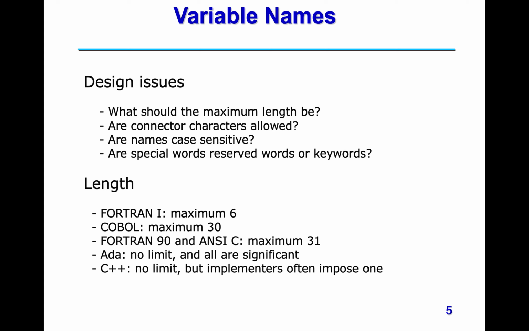On the bottom, where it says length, these are some examples of variable lengths in different languages. You don't have to memorize that in COBOL there's a maximum of 30, or that Fortran has a maximum of 6, or that there's no limit in C++. You don't have to know or remember this. This is just giving you some examples to put it into perspective so that you're familiar with the concept of names.